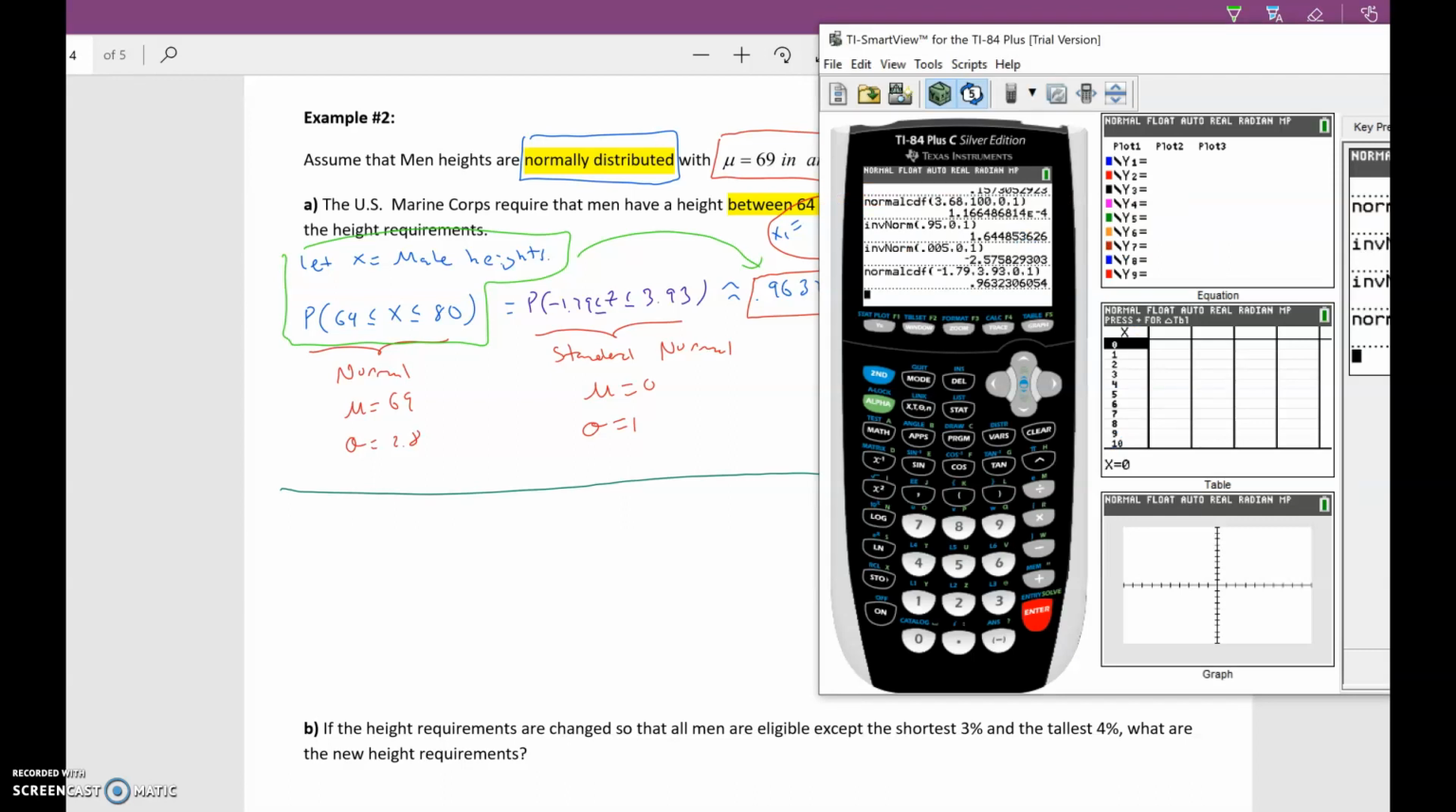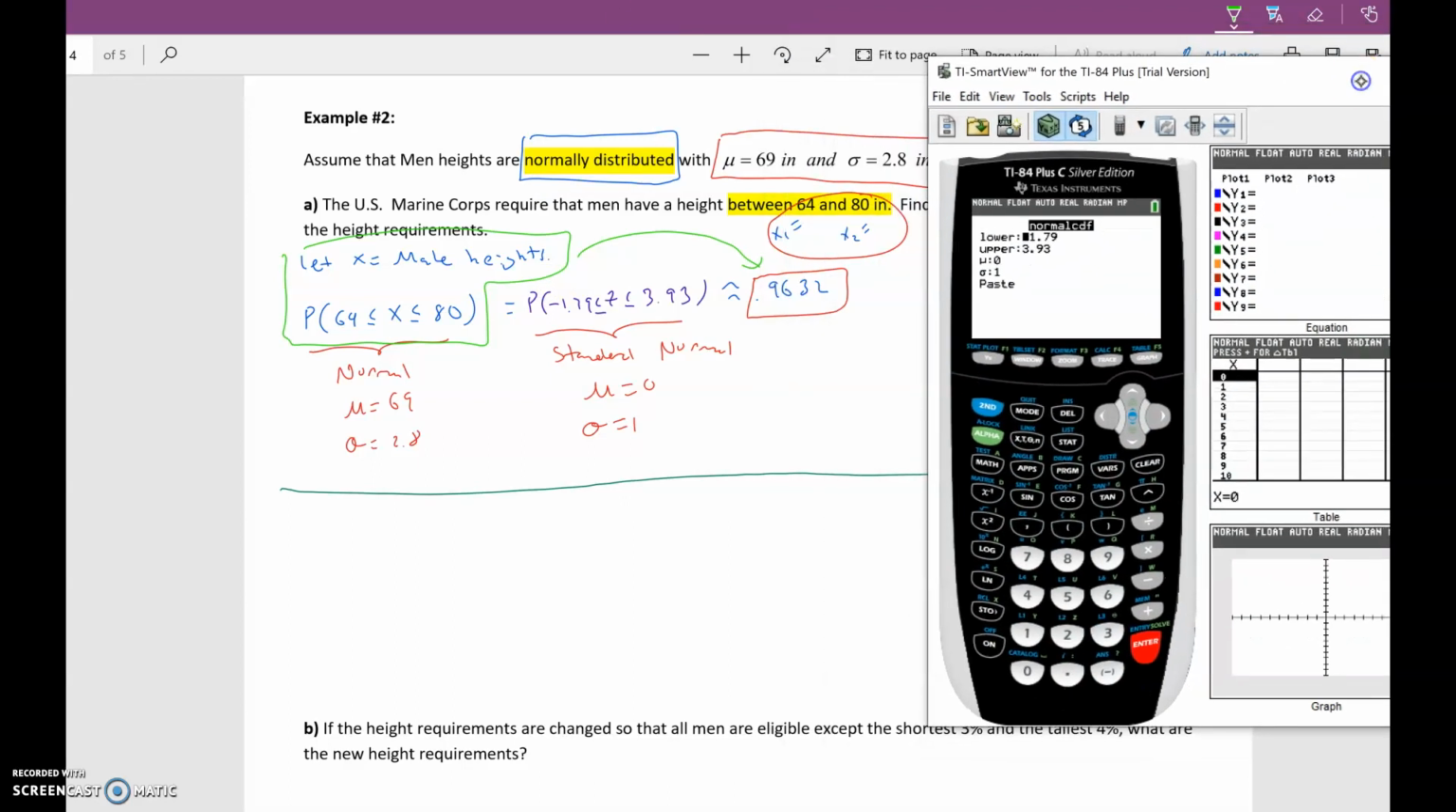Now, if you're going to use this shortcut, let me just clear everything. You would basically look at the following. This will be normal CDF, and then you're going to be typing in the original parameters. So you're looking at 64 to the value of 80. Now, your calculator has the capacity to adjust it so that you don't have to standardize it. Mu is equal to 69 and sigma is equal to 2.8. And then run it here. It's going to be a little bit off, and this is because of the rounding of the z-score.